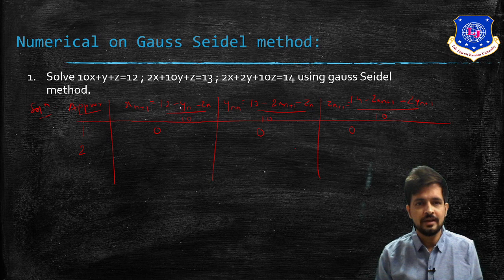Here we have to take y and z as 0, 0 because the initial values are 0, 0. So 12 minus 0 minus 0, divided by 10, that is 1.2.